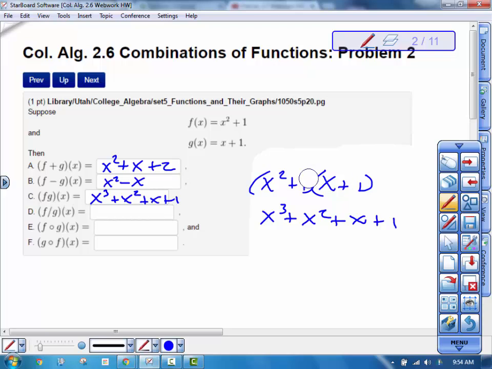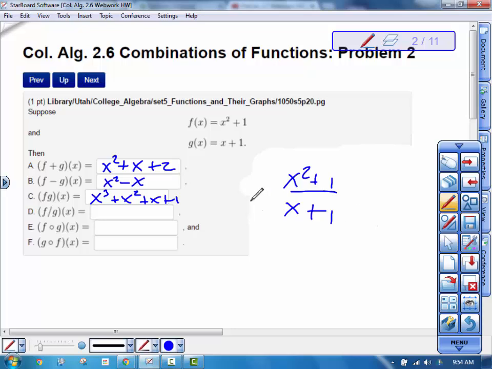Okay, and then we're going to divide the two functions. Now when you divide the two functions, you get x squared plus 1 over x plus 1, and that is not factored, so you have to enter that in right here. Make sure you use parentheses when you enter this in, right there.